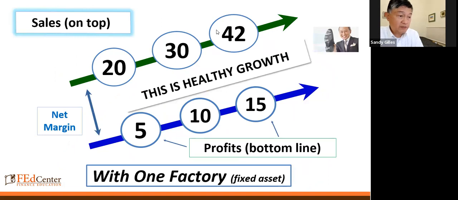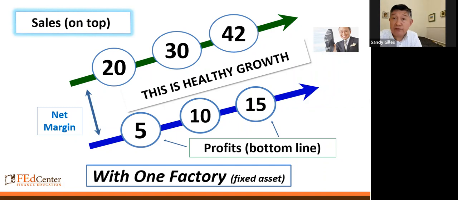Let's take a look at the relationship between sales and profits. Now, the sales are moving up, meaning they're moving from 20 to 30 to 42. That's good. That's healthy growth. And also the profits are moving up from 5 to 10 to 15 million in profits. That's also upward moving net profits. We can learn a lot more from studying the percent growth from 20 to 30 to 42 million on sales, and check also the percent growth of the profits from 5 to 10 to 15. What's the average growth rate?